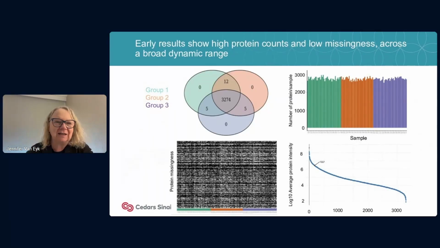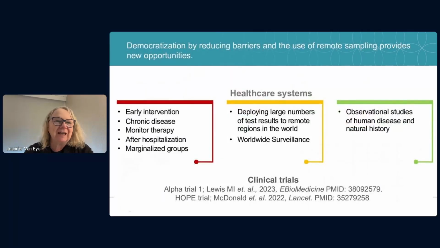And you can see again the dynamic range that we're reaching. It's really beautiful. So again, we've been implementing remote sampling devices. I've given you examples of early intervention, monitoring after hospitalization, trying to reach marginalized groups, and just starting to deploy them at locations around the world. So we're really excited about the work.